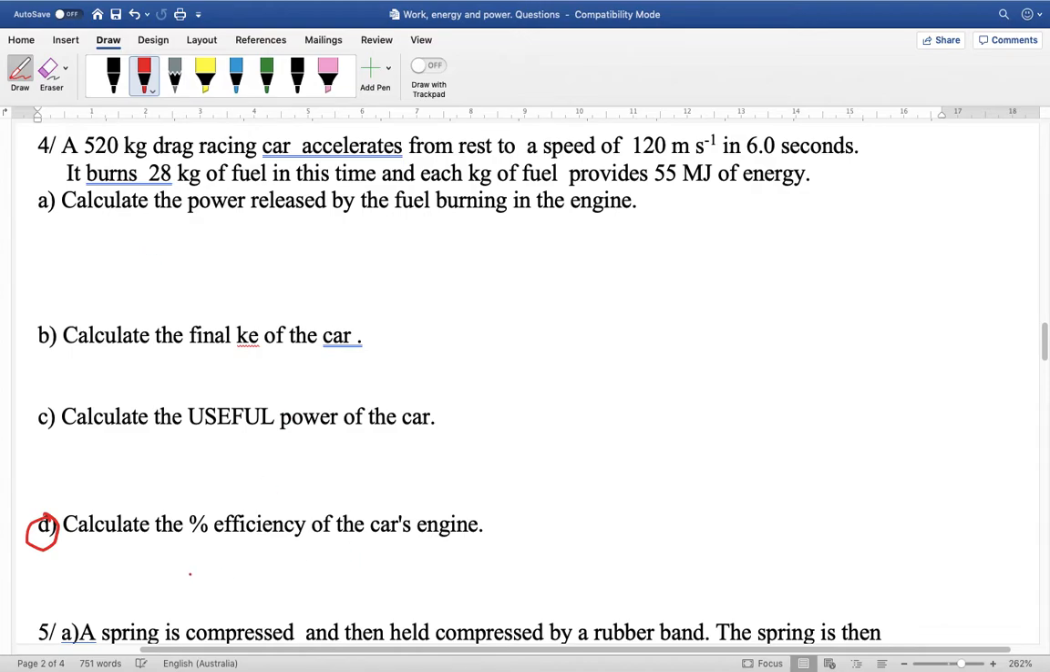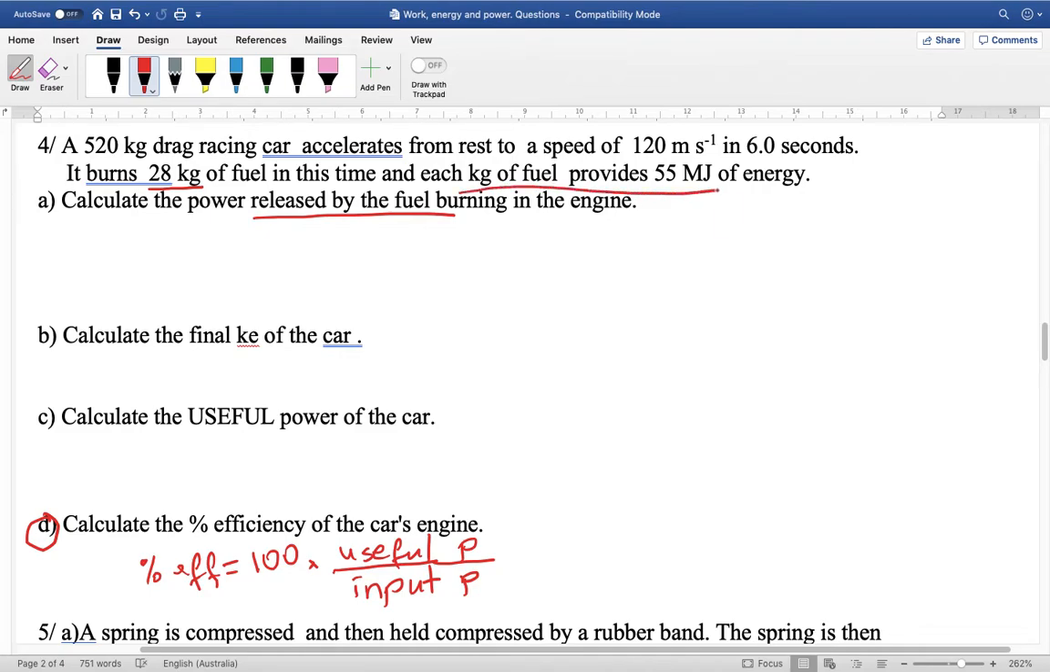Now, let's define percent efficiency first. We define percentage efficiency by 100 to make it percentage times useful over the input. This could be useful power divided by the input power. Alternatively, you could use useful work done divided by the input energy. This question walks us through using the power. So calculate the power released by the fuel burning in the engine. We have 28 kilograms of fuel, and each kilogram of fuel provides 55 megajoules of energy. And it's doing this in 6 seconds.